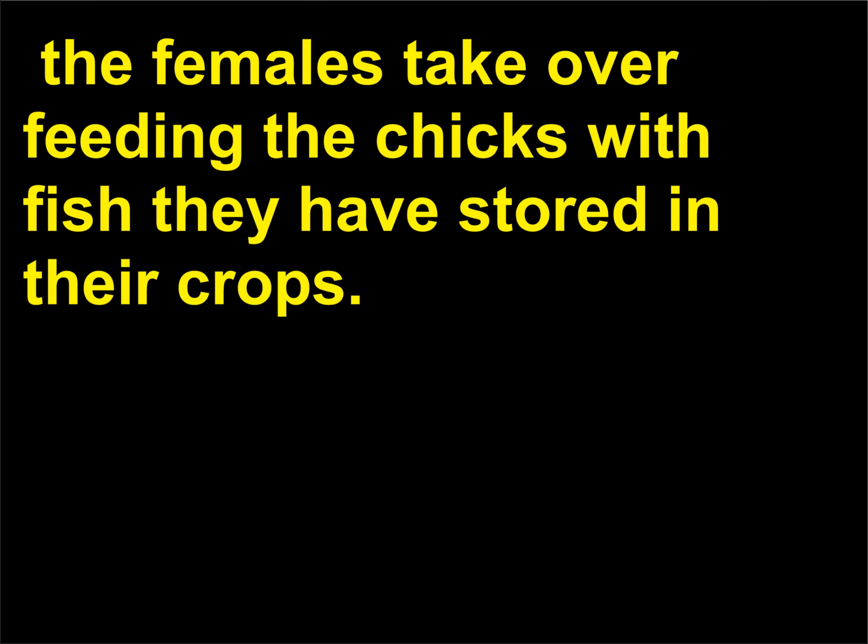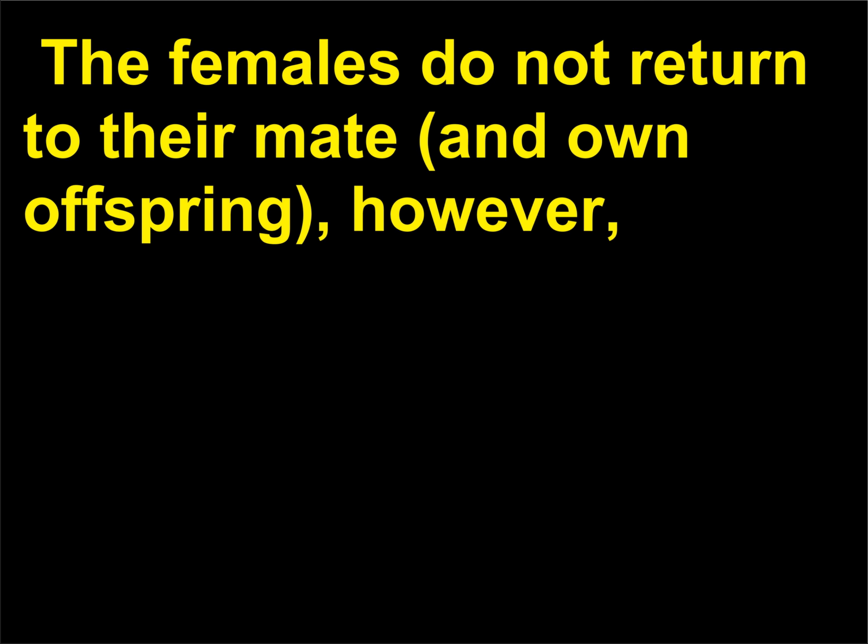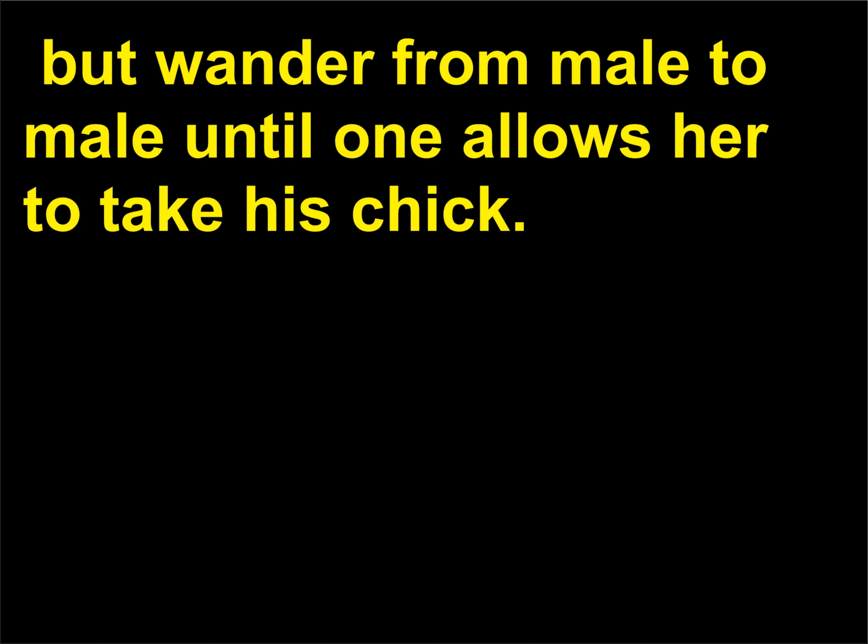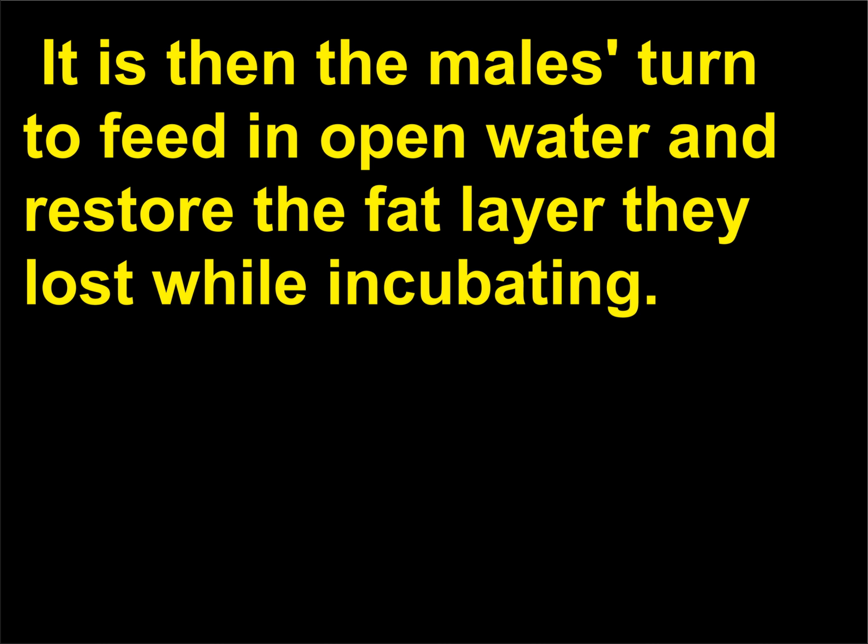The females take over feeding the chicks with fish they have stored in their crops. The females do not return to their mate and own offspring, however, but wander from male to male until one allows her to take his chick. It is then the male's turn to feed in open water and restore the fat layer they lost while incubating.